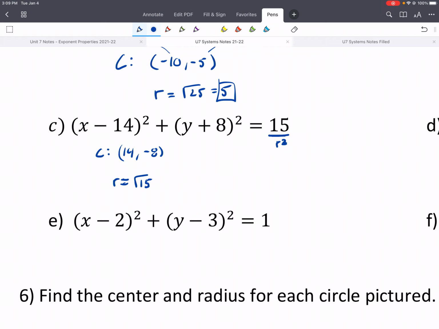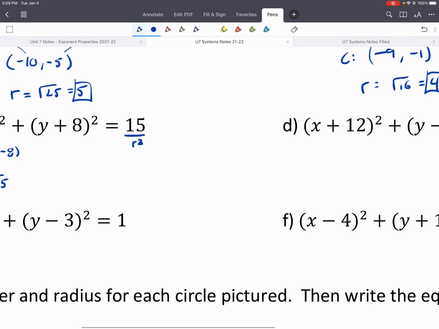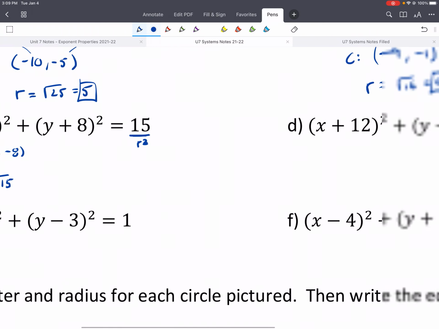Okay? This can't be simplified. It's not a perfect square. It looks like it's going to be close to 4, a little less, but that's all you need, is just write it as the square root of 15. And it can't be simplified. We can't simplify the root.